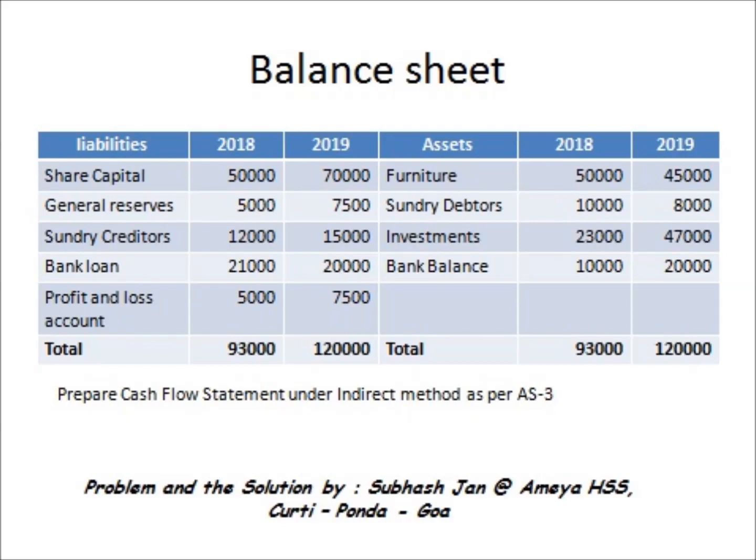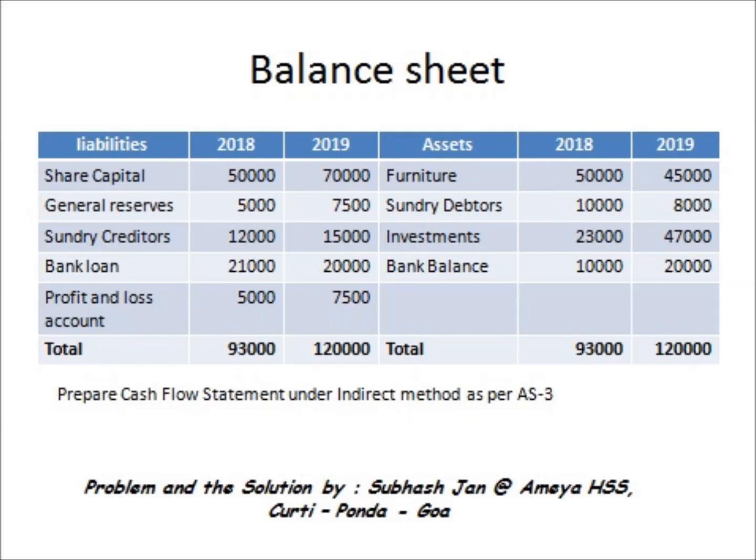Come to the asset side, furniture. Furniture was 50,000 for the first year. Second year it is 45,000. Nothing is mentioned in the adjustment, so we will consider the difference of 5,000 as the depreciation, maybe 10% depreciation. Then debtors, that is 10,000 for the first year, 8,000 second year. It will come under working capital changes. We will see when we solve the problem.